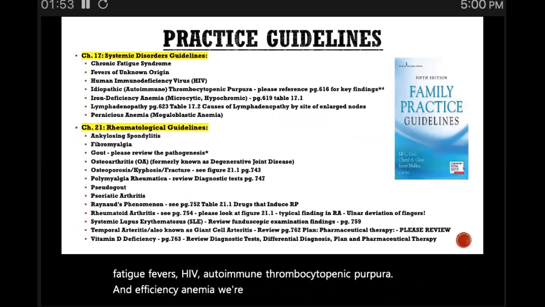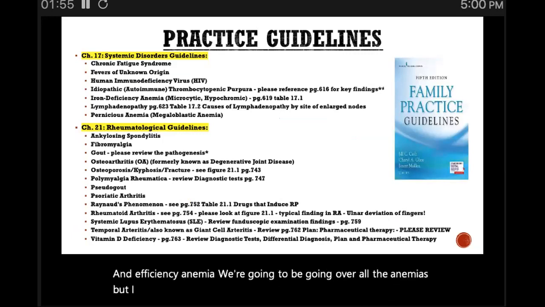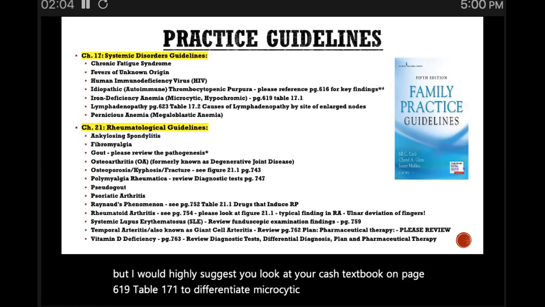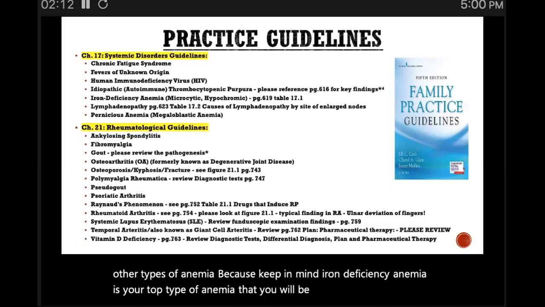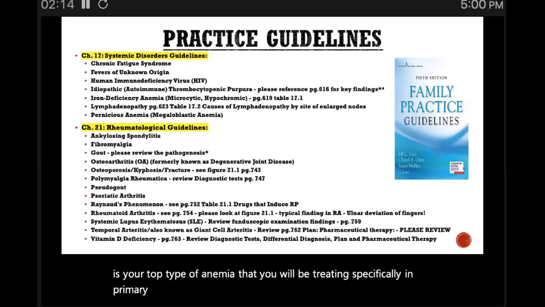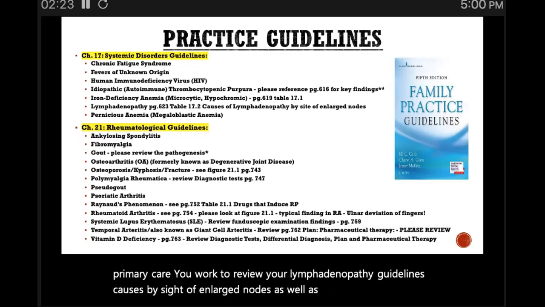We're going to be going over all the anemias, but I would highly suggest you look at your CASH textbook on page 619, table 17.1, to differentiate microcytic hypochromic anemia from other types of anemia, because keep in mind, iron deficiency anemia is your top type of anemia that you will be treating specifically in primary care. You were to review your lymphadenopathy guidelines, causes by site of enlarged nodes, as well as pernicious anemia.